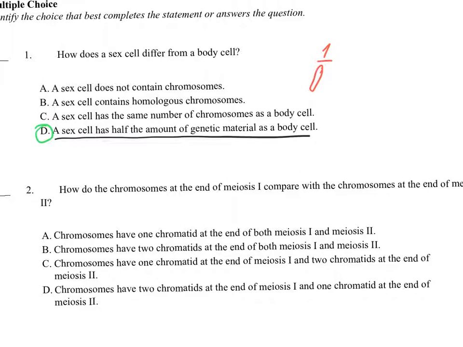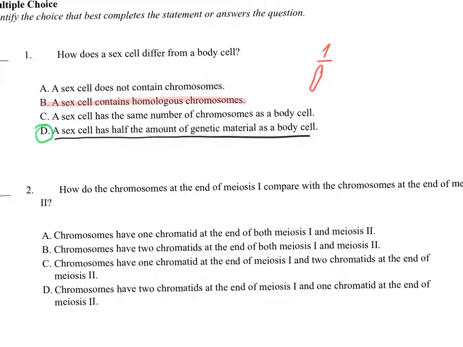Remember, we said we get one from mom and one from dad. And via meiosis, when we make those sex cells, eggs or sperm, we're getting rid of one or the other. So that sperm or egg is only going to have either your mother's or your father's chromosome for each of the 23, randomly chosen. So we know for a fact it's not B.